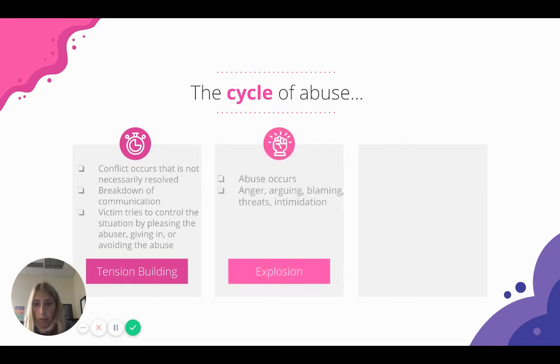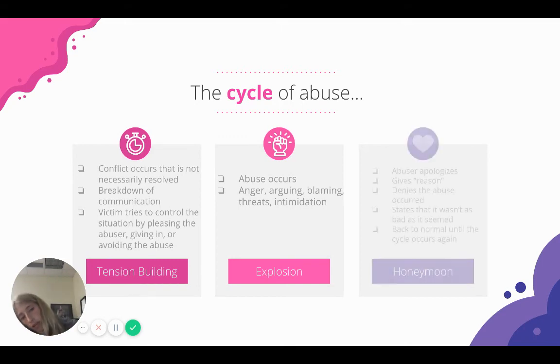Then we have the explosion. This is where the abuse occurs. There's anger, arguing, blaming, threats, intimidation. The actual abuse is happening. And then the last one is the honeymoon phase, where the abuser apologizes. He says he'll never do it again. They pretend that everything's okay, and it goes back to normal, okay?